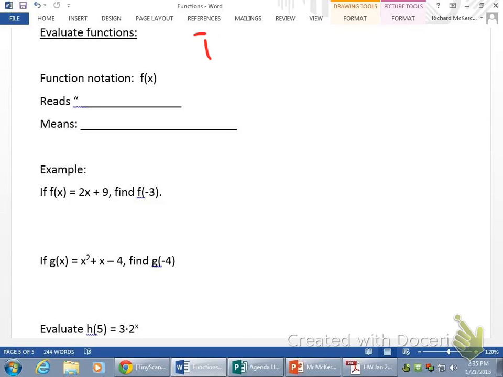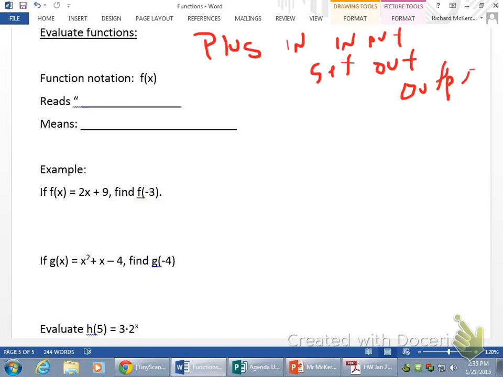Alright, and then finally for function notation. If we evaluate a function, that means that we're going to plug in input to get out output. Now I know that sounds redundant, but some people don't know what input and output means. So if you plug it in, it's called input. If you get it out, it's called output. So the way I read function notation, of course, is f of x. F of x. And what it means is evaluate the function at the value of x.